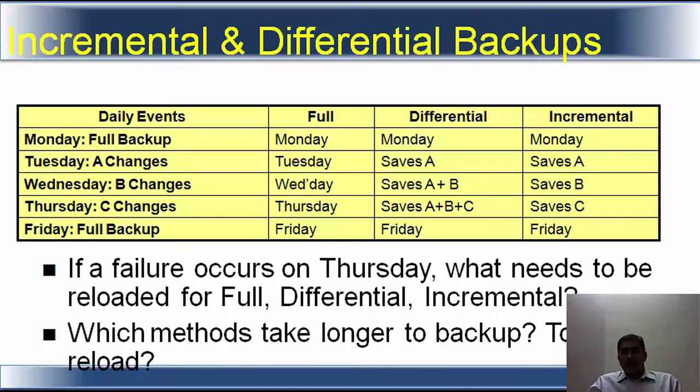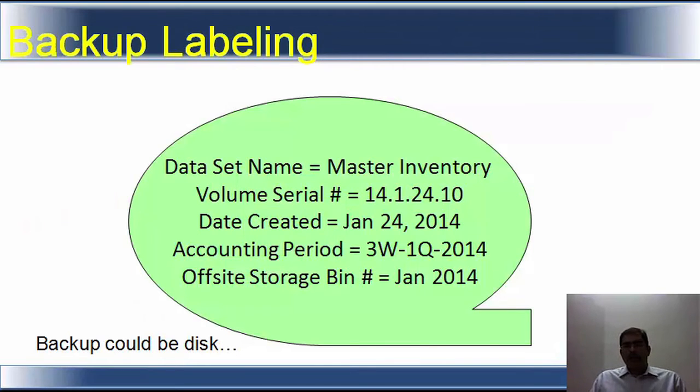On Tuesday, it saves A, incremental also saves A. Wednesday B changes, so in differential backup, it saves A plus B. Thursday C changes, so in differential backup, A plus B plus C changes. And Friday, of course, a full backup happens. So you basically need to understand the difference between incremental and differential backup. In incremental backup, you have seen it saves A, it saves B, it saves C. In differential backup, it saves A plus B and then it saves A plus B plus C.